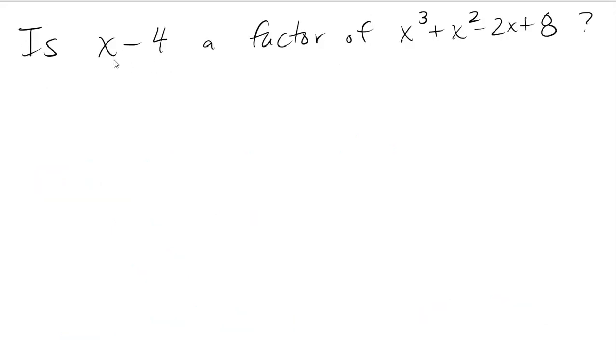I would have quite a few people who would say that x minus 4 is a factor of this, because they would try factoring this by grouping. They would do x squared times x plus 1, and here they would do negative 2 times x minus 4, and they see that x minus 4 and they think that it's a factor.